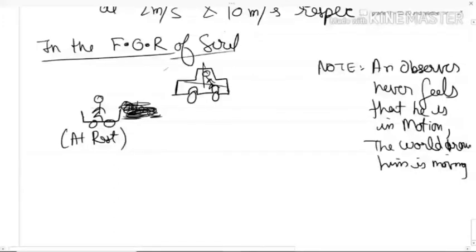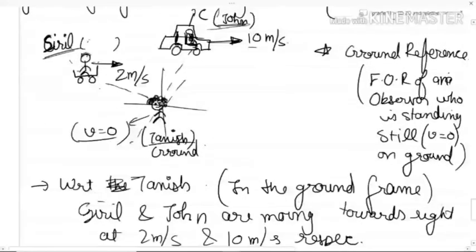So with respect to Cyril, the velocity of John will become how much? 10 meters per second. I'm just writing in 1D. So plus 10 meters per second minus plus 2 meters per second. Why plus 2 meters per second? Can you see the velocity of Cyril was plus 2 meters per second, 2 meters per second towards right.